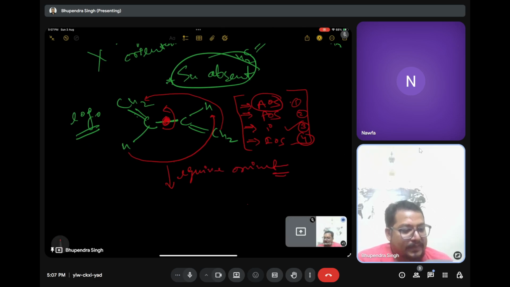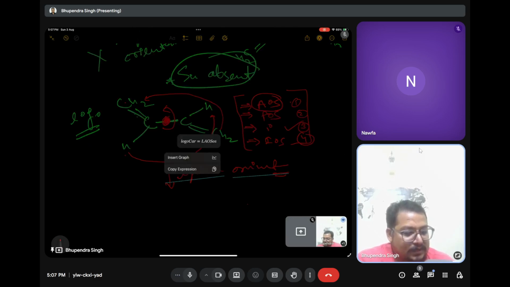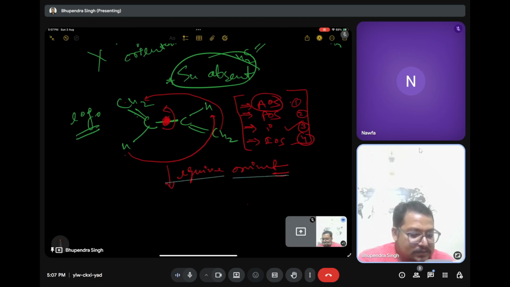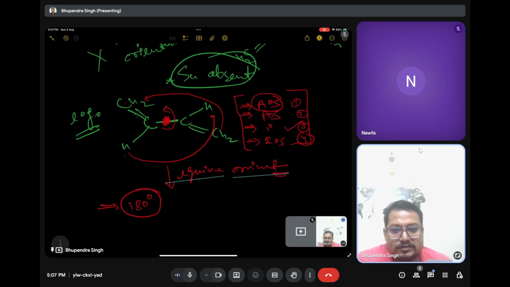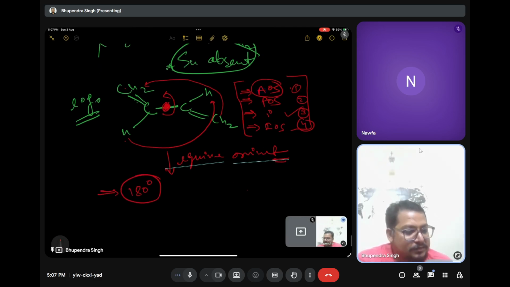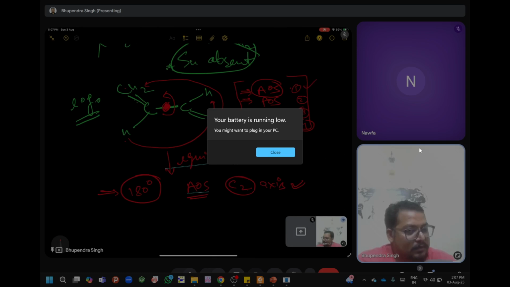Means that you have a C2 axis here, because this is going here, this is going here, which means that you are rotating this molecule by 180 degrees. Axis of symmetry is present, which is the C2 axis. First one is done. This is present.